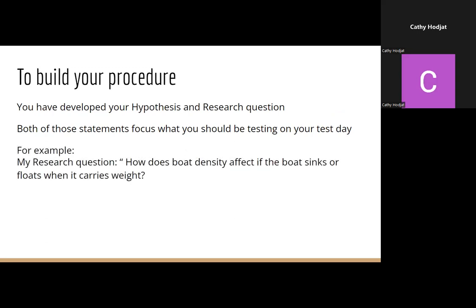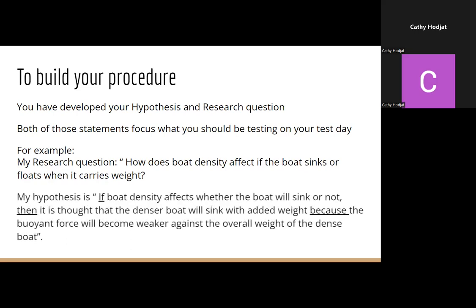For example, if your research question is, how does boat density affect if the boat sinks or floats when it carries weight? And the hypothesis is, if boat density affects whether the boat will sink or not, then it is thought that the denser boats will sink with added weight because the buoyant force will become weaker against the overall weight of the dense boat.